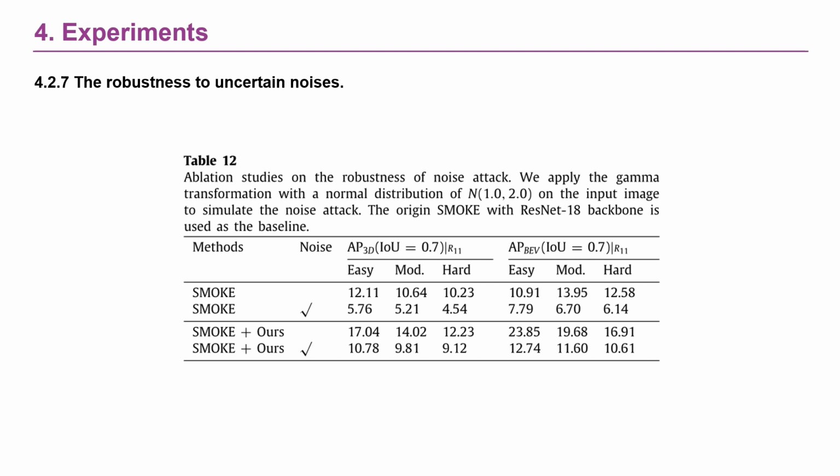To verify the robustness of our proposed methods, we conducted comparative experiments with noise attacks applied to the input image. The noise is set as gamma transform to simulate diverse lighting conditions, where the hyperparameter gamma follows normal distribution. As shown in Table 12, the SMOKE baseline degrades by more than 50%. In comparison, ours maintains more than 60% of the original performance, proving our design's superiority in terms of robustness.